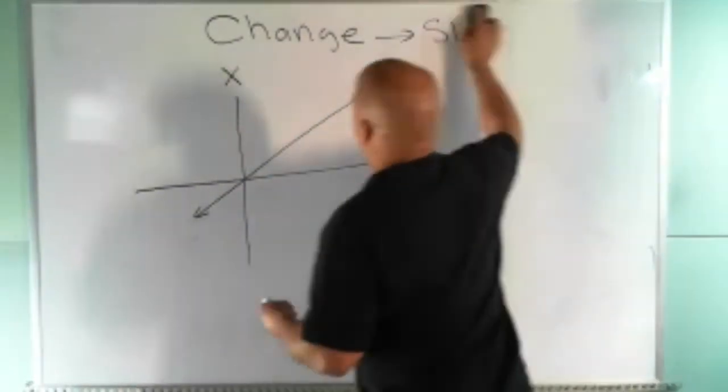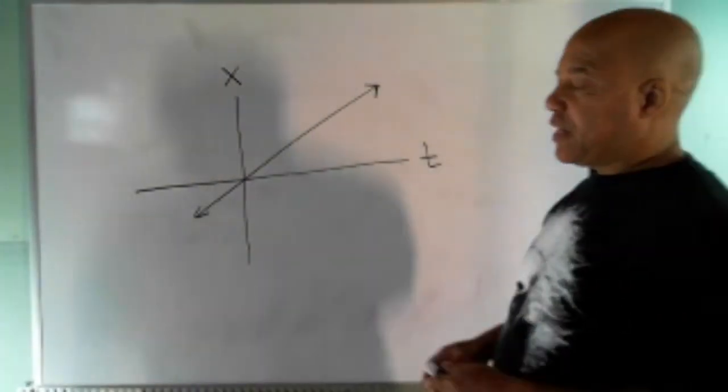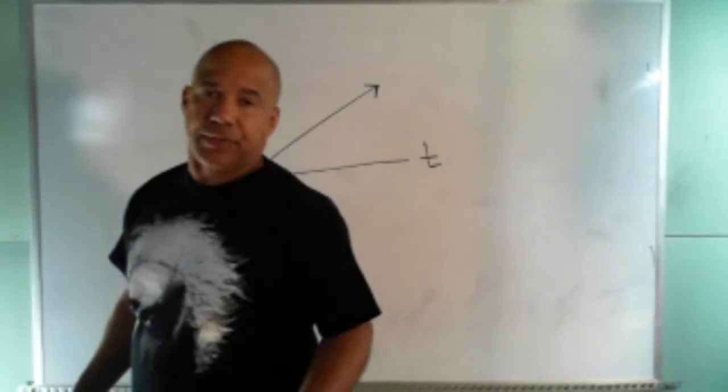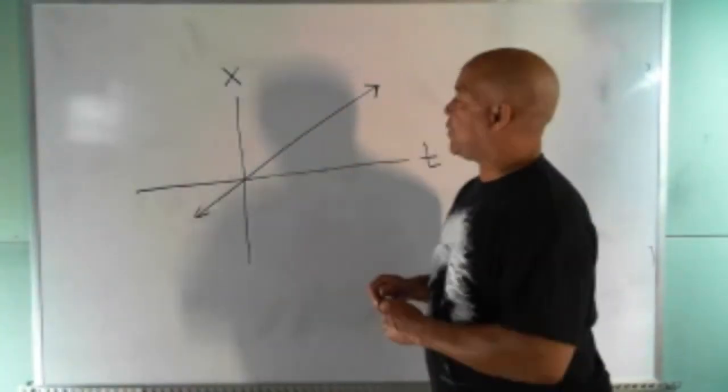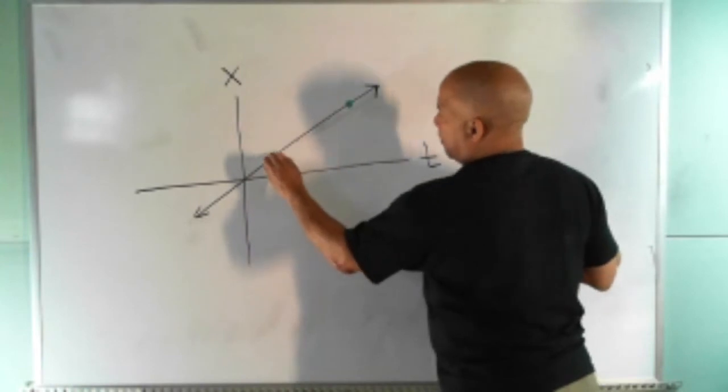So if I want to find the slope of this line, here are the steps. The first thing you're going to do is you got to get 2 points. So I'm just going to pick any 2 points. So I'm going to pick a point here, and I'll pick a point right here.